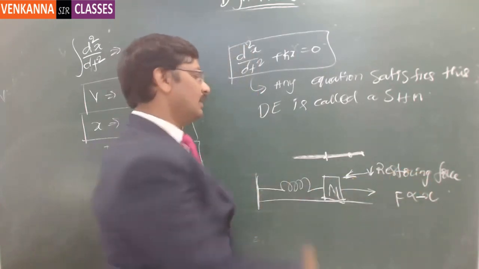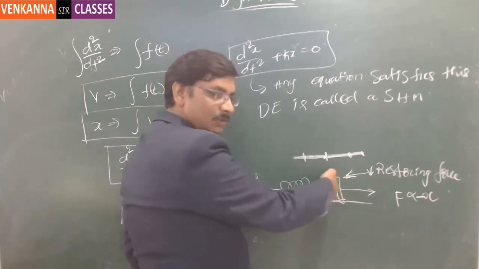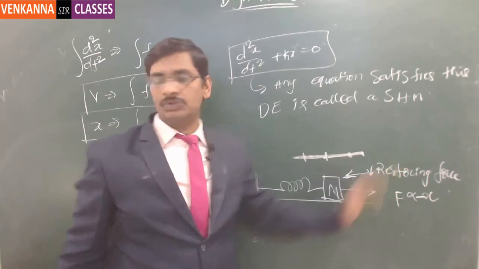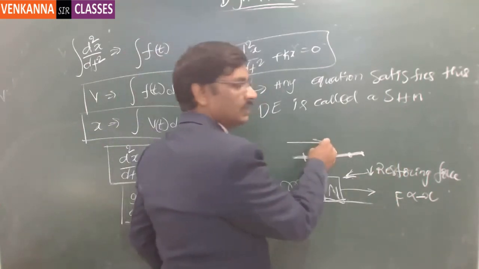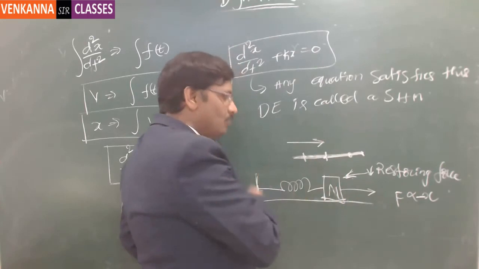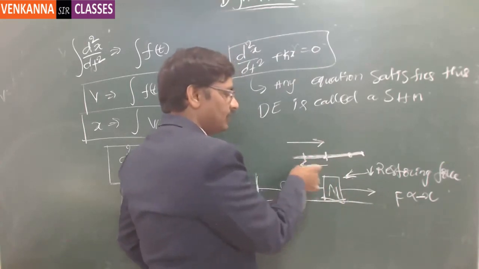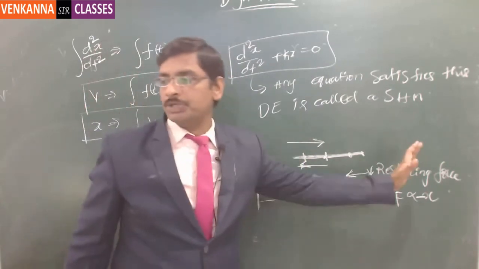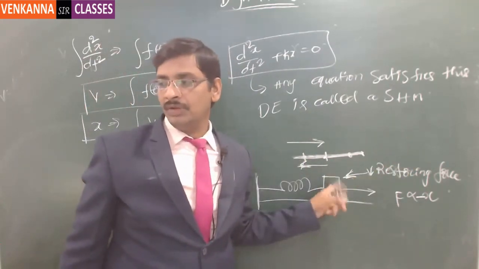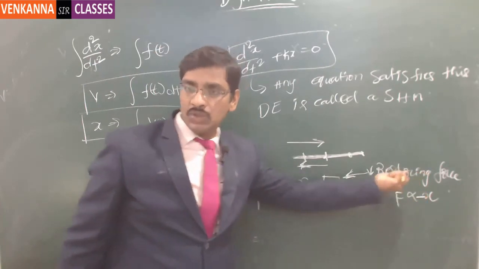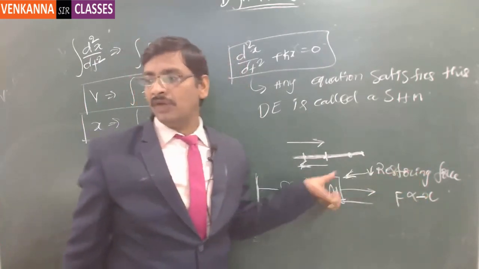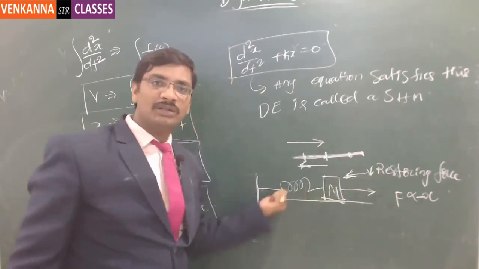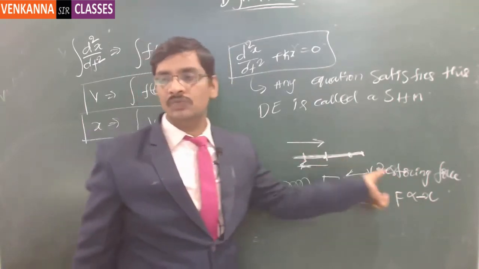If you take the other side, the spring will push in the opposite direction, but the particle is moving towards the left. So when the particle is moving left, the restoring force will try to push it back to the initial position. If you are moving in the positive direction, the restoring force will be in the negative direction. If you are moving in the negative direction, the restoring force will be in the positive direction.